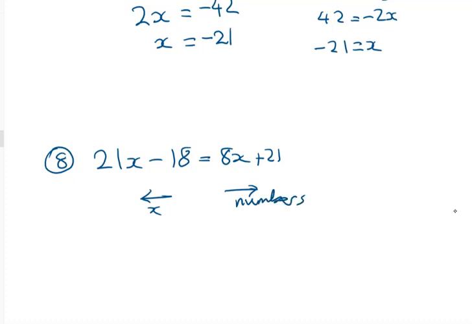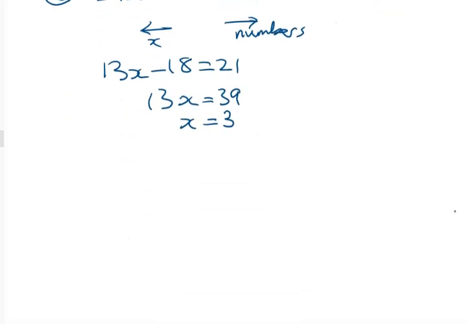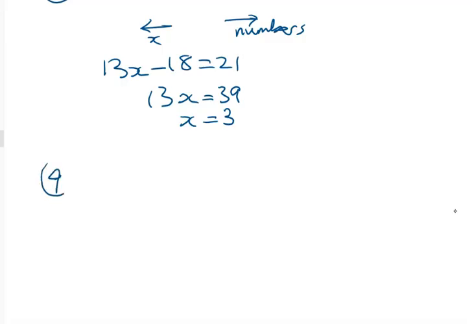So subtracting 8x gives me 13x minus 18 equals 21. Then we add 18 to both sides. 13x equals 39. X is equal to 3. Question 9. X squared minus 25 is equal to 0.